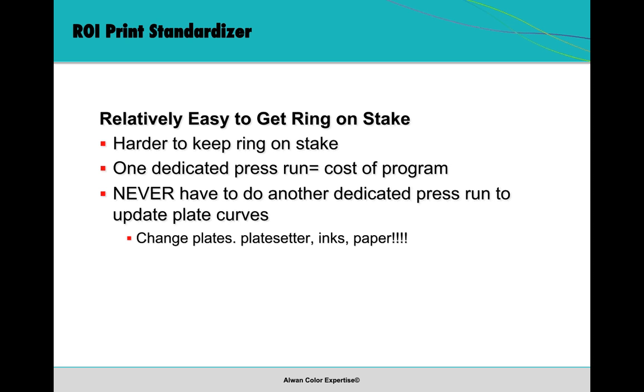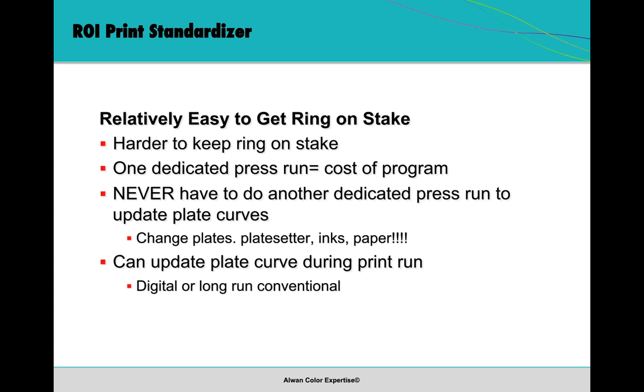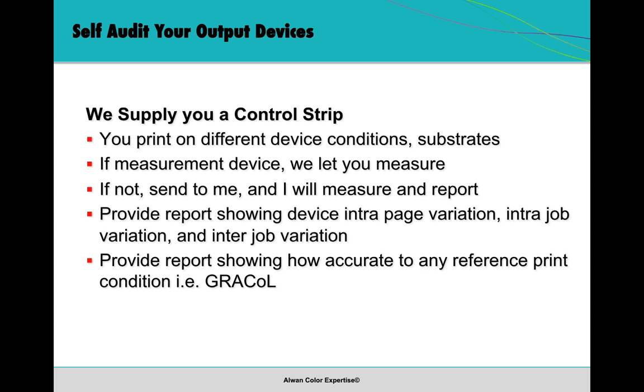Print Standardizer can iterate these curves and bring that device back into line and update the curve as you move along. That can save you thousands of dollars by eliminating a dedicated print run to give you an accurate result, and probably just as importantly, it provides direct feedback for the operator in terms of whether or not that press is printing GRACoL without even having to look at a proof.